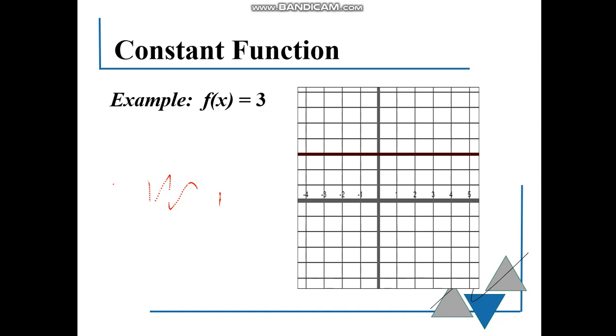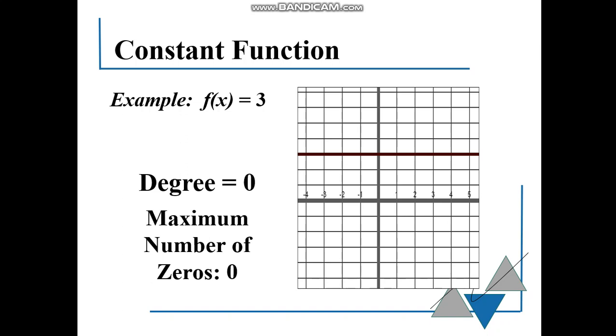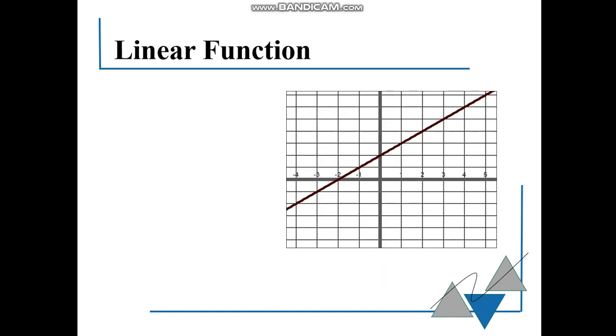The degree of a constant function is 0. The maximum number of zeros. Now remember, zero is just another name for a root, also called an x-intercept, right? So this function has 0 x-intercepts. Let's look at another example.